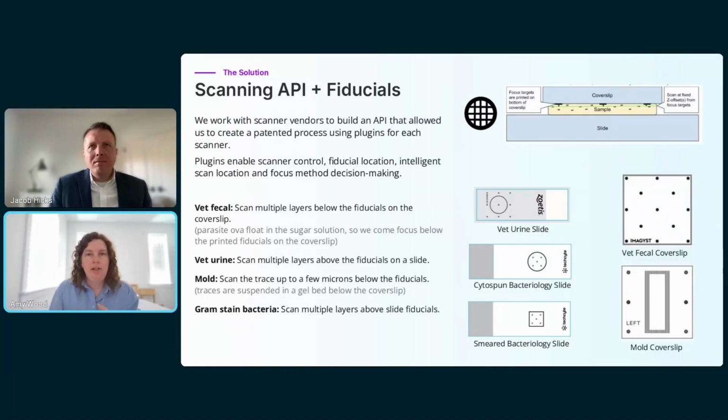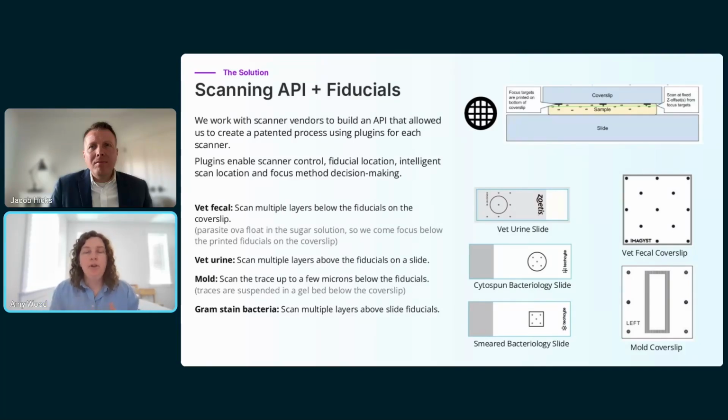And so this is something that we used first for vet fecal samples. Then we also started using that with vet urine. But here we have the opposite sample. This is a sediment, so everything sinks to the bottom that we care to scan and have in focus.